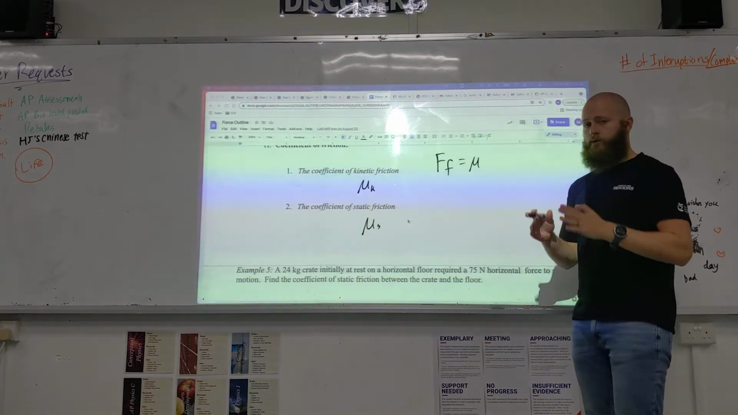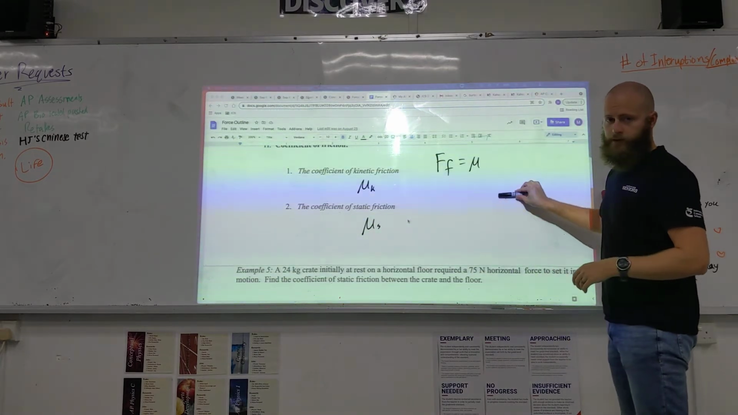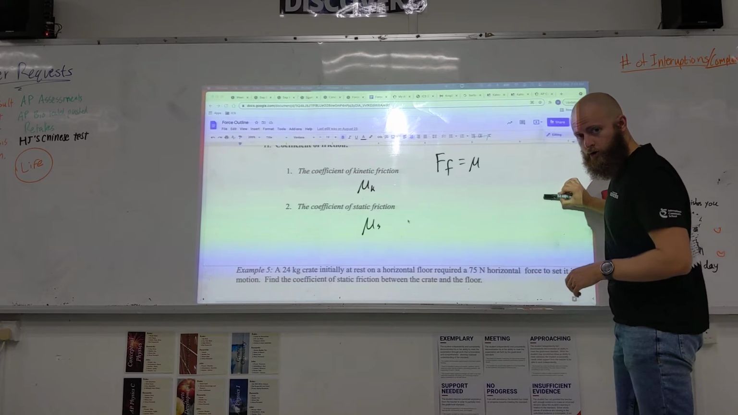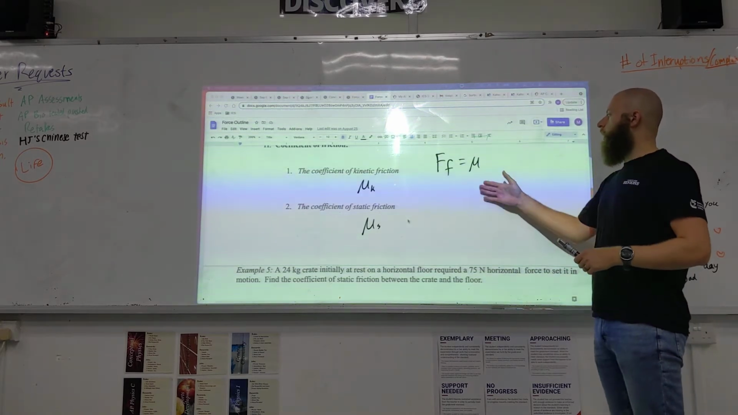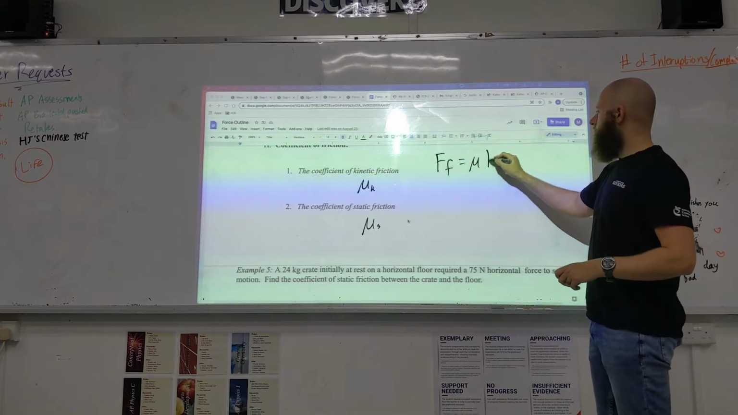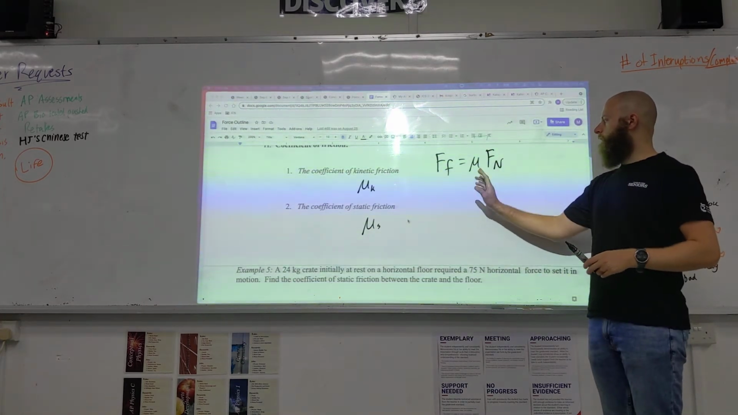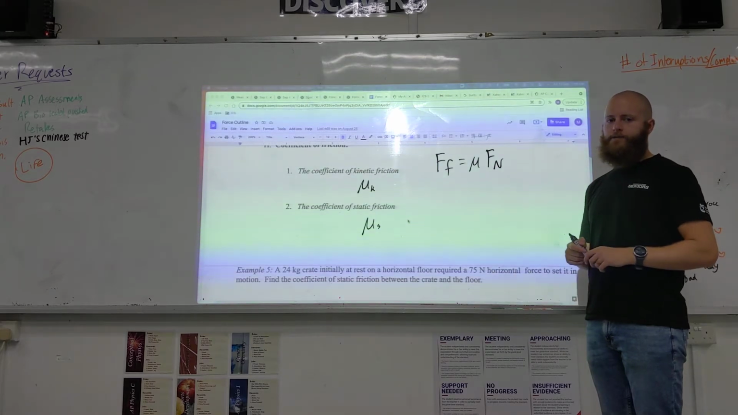So one thing I can do is start pushing harder, right? If I don't want this marker to slip on the board, if I push really hard, it will actually increase the amount of friction. So the way we write that is Fn. Okay? So Ff is equal to mu times Fn.